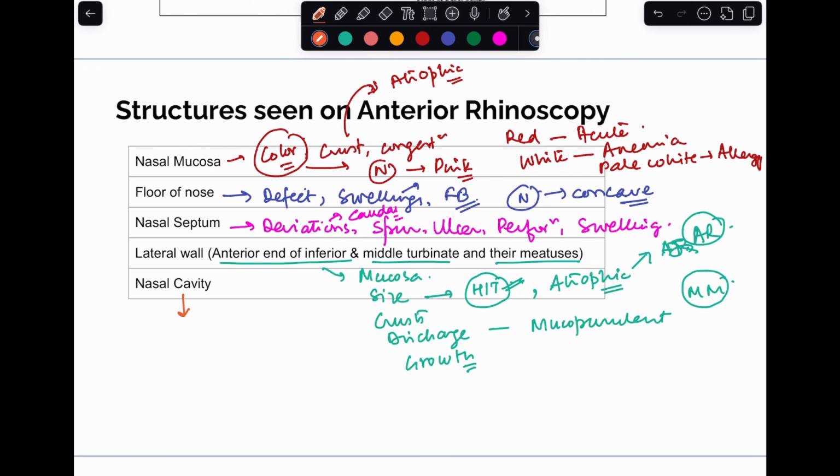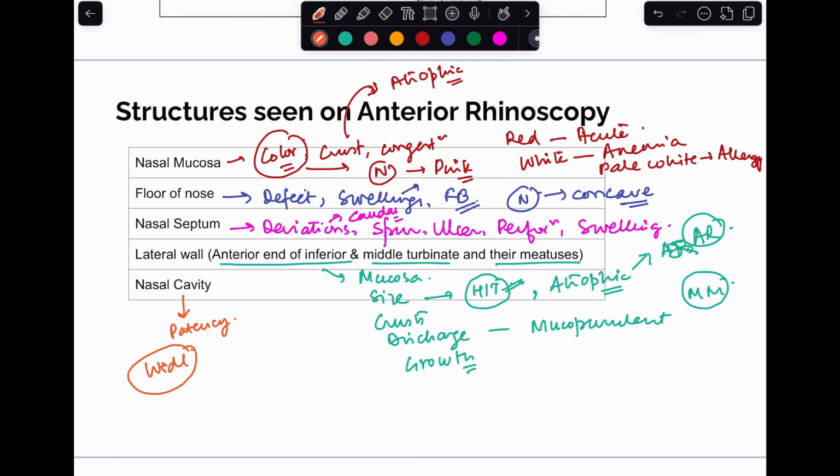Now, when we are looking at the nasal cavity, we will look for the patency of the nasal cavity. Normally both cavities should ideally be equal. So we'll try to see if any side is narrowed or widened. Where do you see a wide nasal cavity? We will be seeing a wide nasal cavity in a case of atrophic rhinitis typically. Even in a case of gross deviation of septum to one side, we will see a wide nasal cavity.